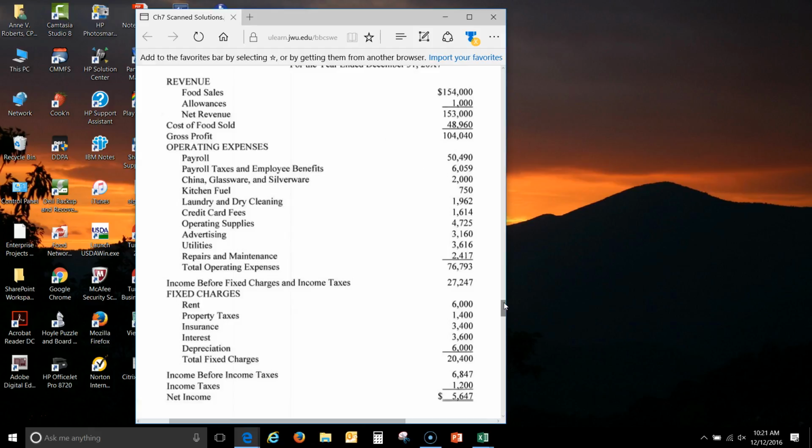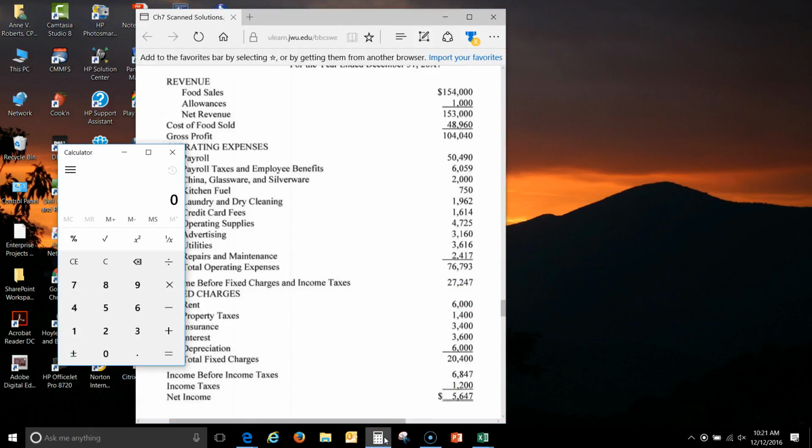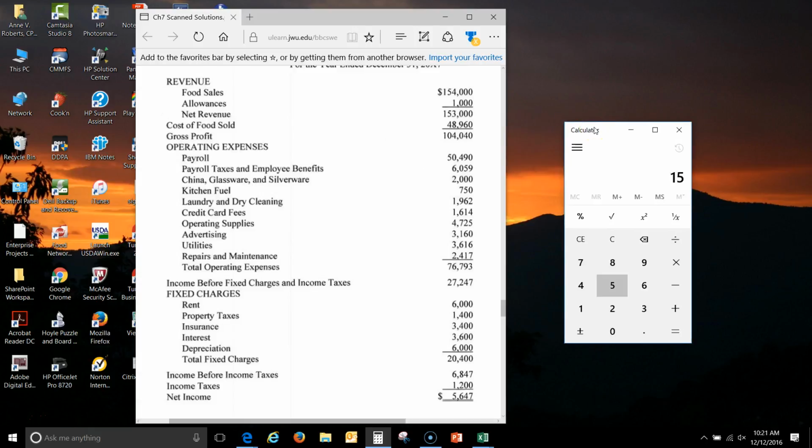Well, let me bring up my calculator here. If we take the 154,000 and divide that by 153,000, we get 100.65394. Remember, when we're converting this number to a percentage, we shift it two decimal places, so that would be 100.6535. So we would round up, since the 5 sends the 6 up as a 7, so we get 100.7.